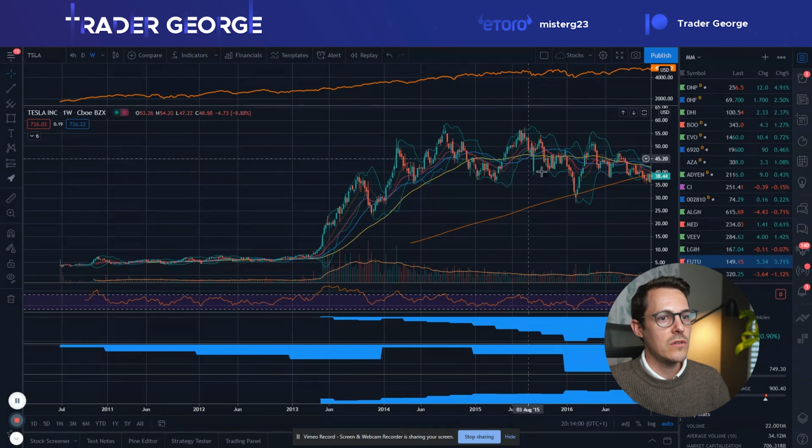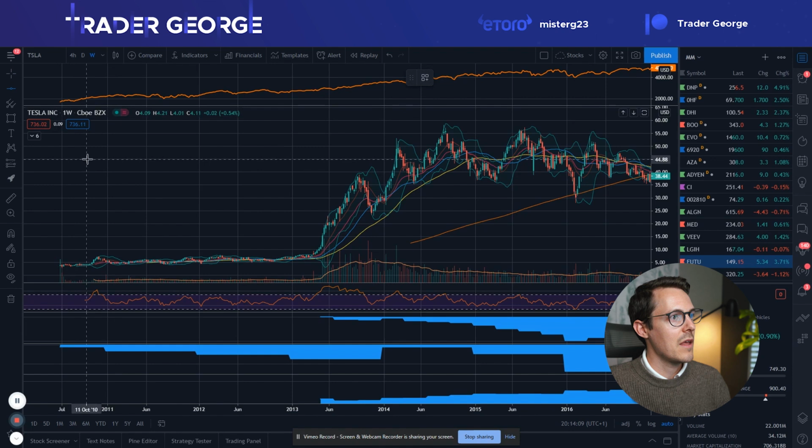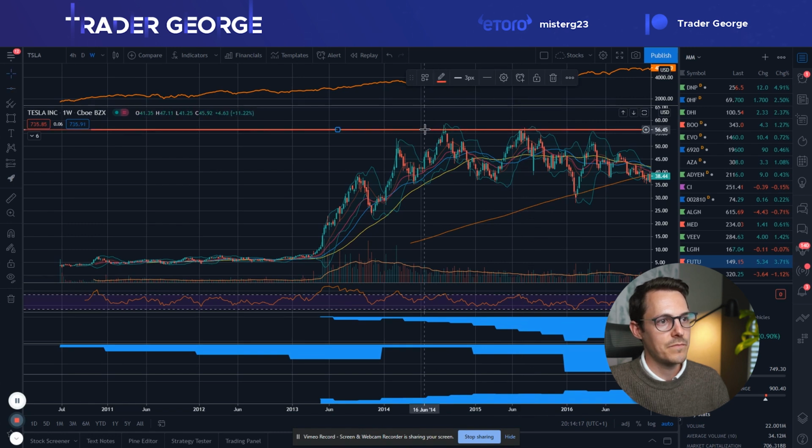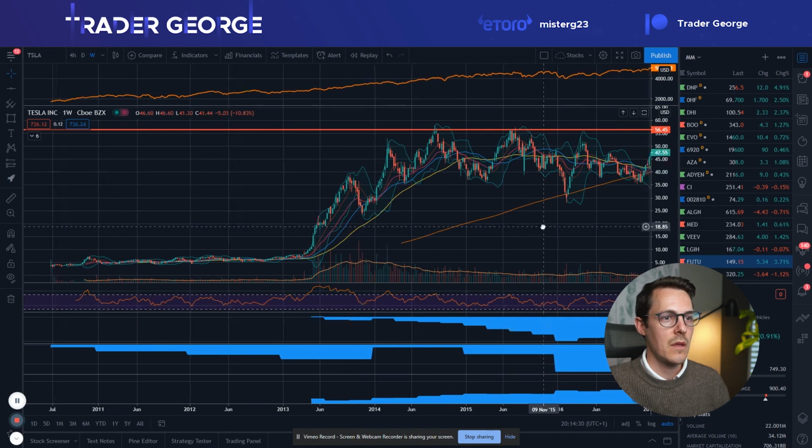So what you're going to do is take this icon here, switch it to horizontal line, and then just draw a line that tries to capture both of these points. So let's say something like that. And you're going to keep it red. I would usually just recommend red for resistance, green for support. And so that's our kind of highest level resistance point.